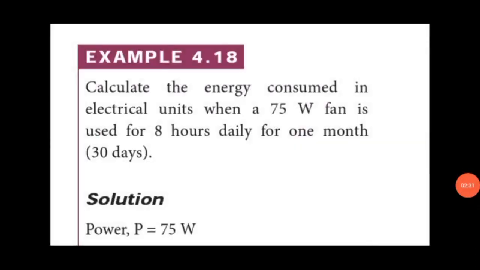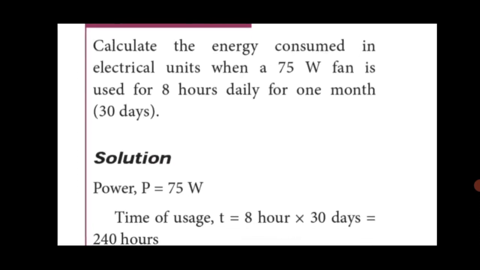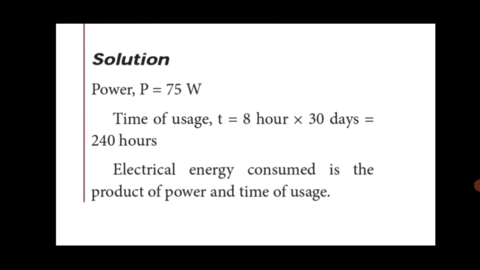Related to this, one problem is given. Calculate the energy consumed in electrical units when a 75 watt fan is used for 8 hours daily for 1 month. 1 month means 30 days. So we have to find the energy consumed. Power is given as 75 watt. Time of usage is T equal to 8 hours. In 30 days, we multiply that by 30, and we get 240 hours.